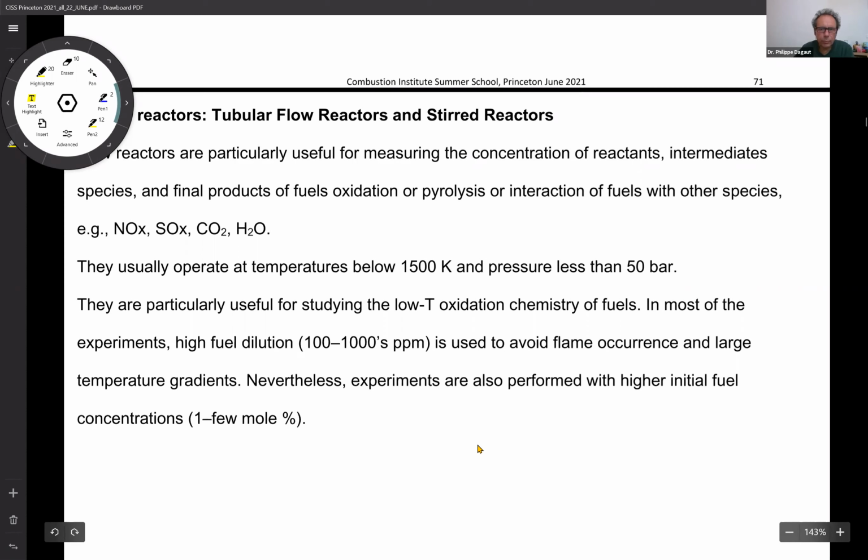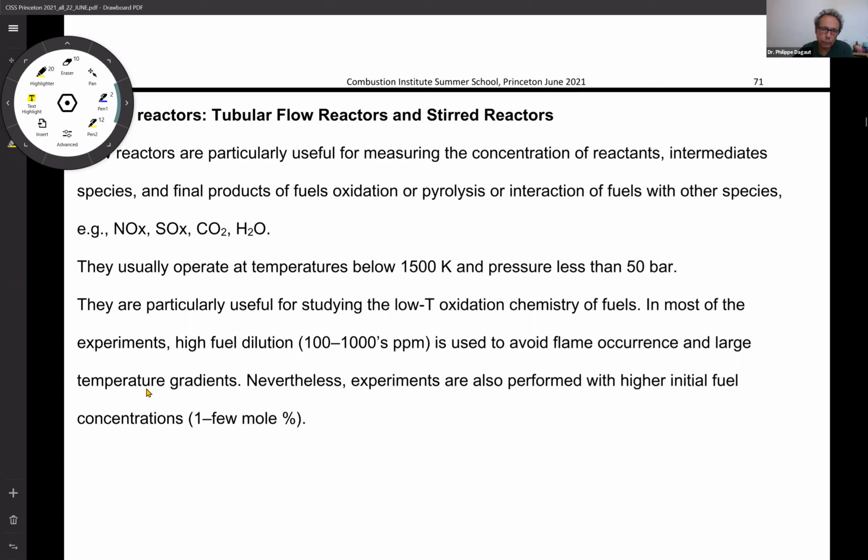Nevertheless, experiments are also performed with higher initial fuel concentration, let's say 1 to a few percent. This is useful if you are interested in probing some unstable intermediates that are formed at very low concentration. If you want to see them, you need to increase the concentration of the reactants. Otherwise, you will probably miss them.